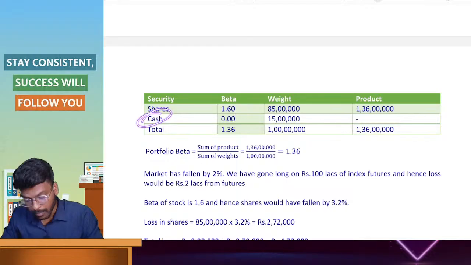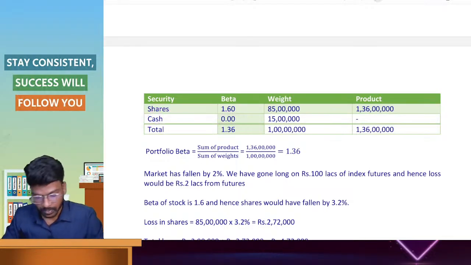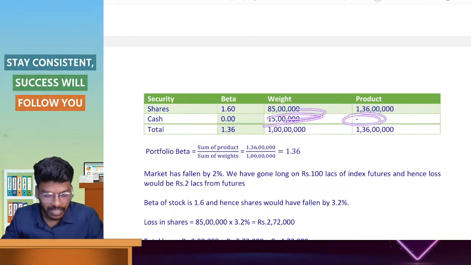Cash beta is always 0, for the 15,000. There is no risk in cash, so if you multiply with this, you will get a 0 value. So the total exposure value is 1,36,000.